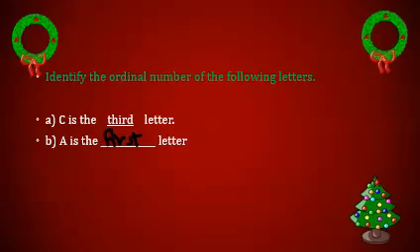The second one is what? Is G. Yes. It is the seventh letter, okay? Good. So all of you must know all the ordinal numbers written in digits and in letters.